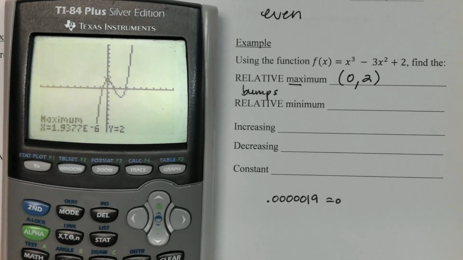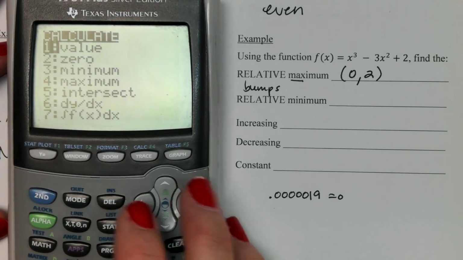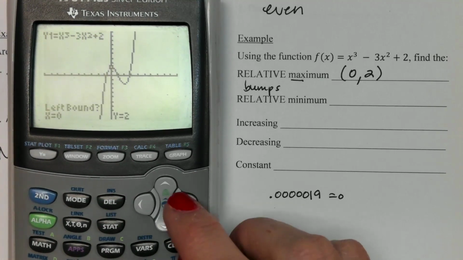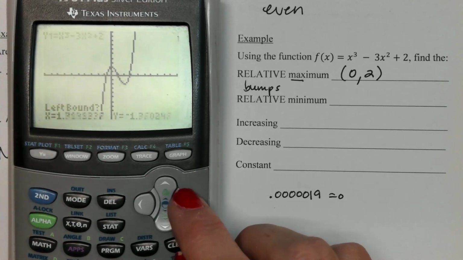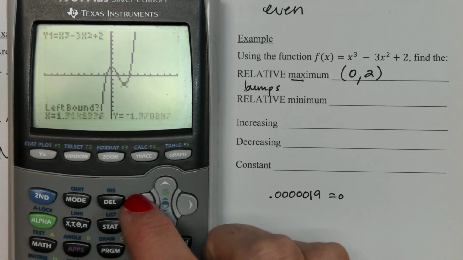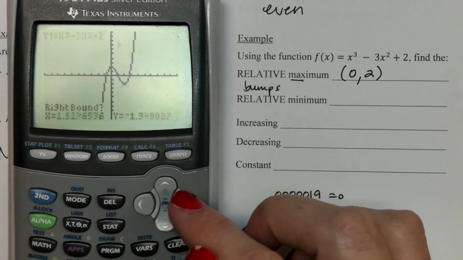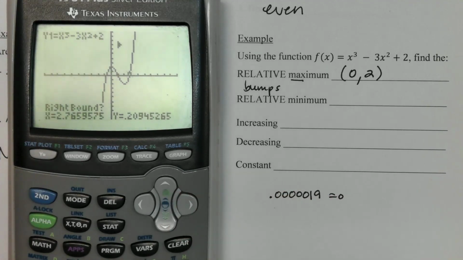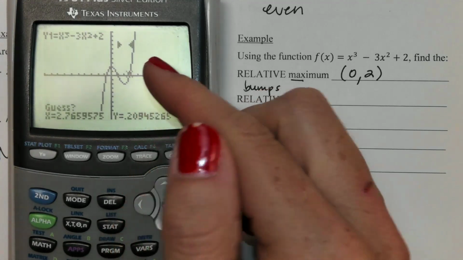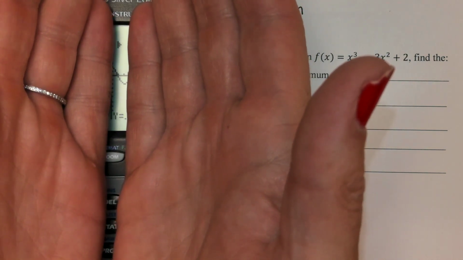Let's repeat the whole process. This time we're going to do our minimum. So second, calculate. This time we're selecting number 3, minimum. Same process. So we know our minimum is there somewhere. So I'm just going to get on the left side of it a couple notches. I'm going to hit enter. Up goes the triangle. Right bound, I'm going to get on the right side of it. A couple clicks. Hit enter. Up goes the triangle. So I'm just double checking, is my low point in between those two triangles?